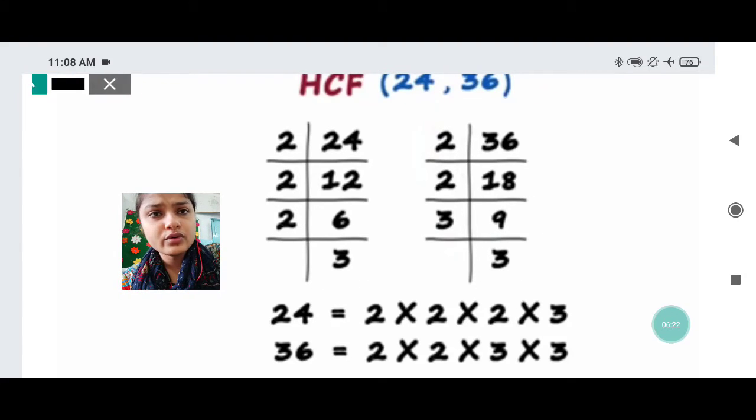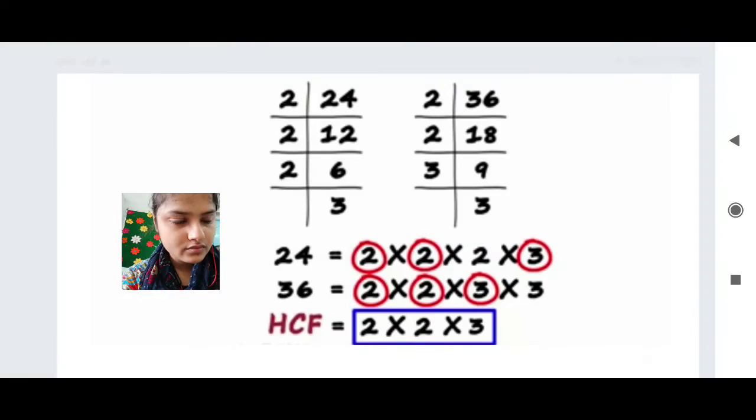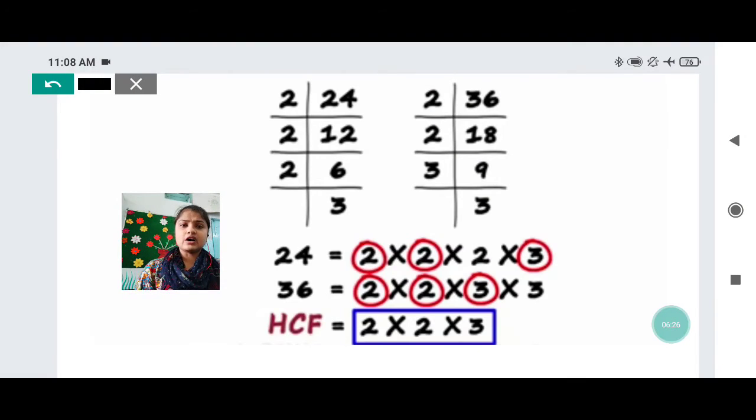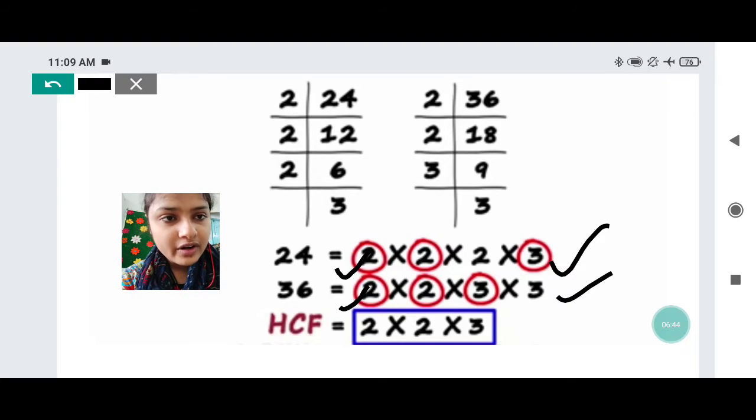Okay, now what we will do? Just see. Now we will take out the common factors in both. So what are the common factors? These are the factors of both the numbers that I have written. After that I will take the common factors. The numbers which are coming in both, that I will write. So 2 is coming in both, so one time I will write 2. Again this 2 is coming in both, one time again I will write 2.